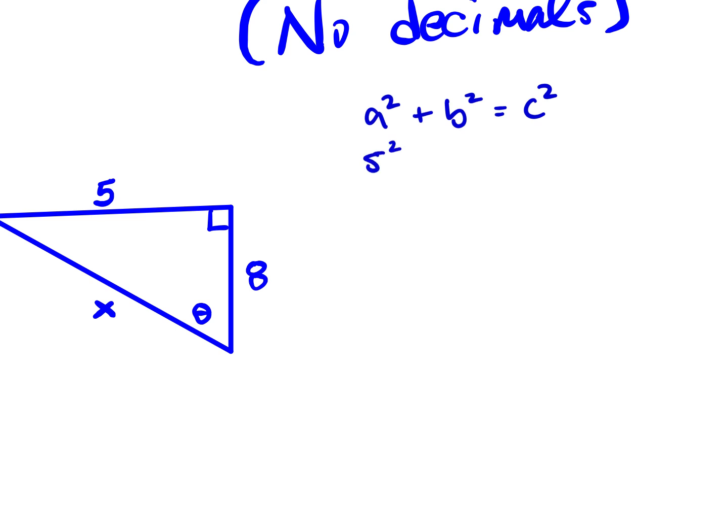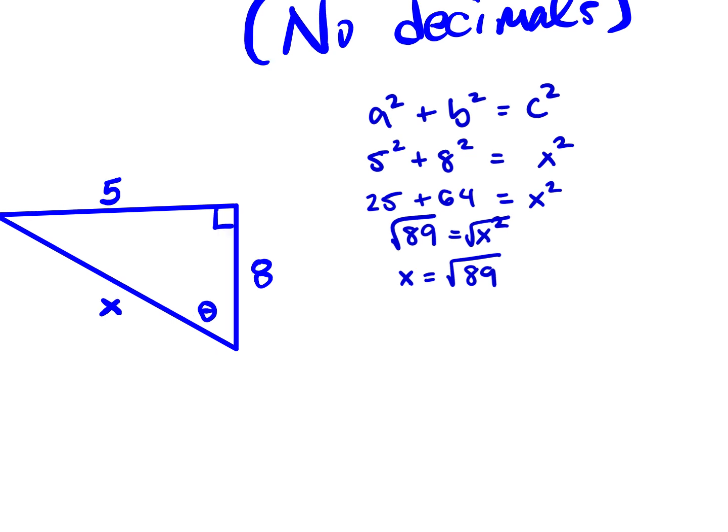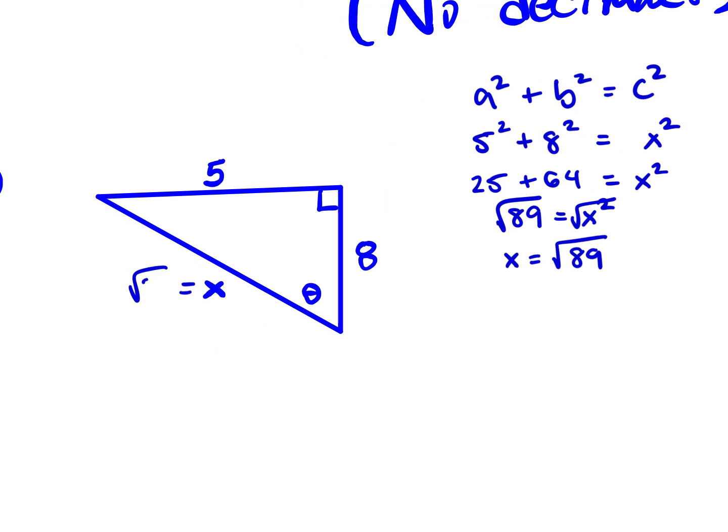So I'm going to say 5 squared plus 8 squared equals x squared. So 25 plus 64 is equal to x squared. 25 plus 64 would be 89 equals x squared. Take the square root. Always, always, always simplify your radical if you can. Can we simplify the square root of 89? Nope, we can't. So this would be our x. So square root 89.